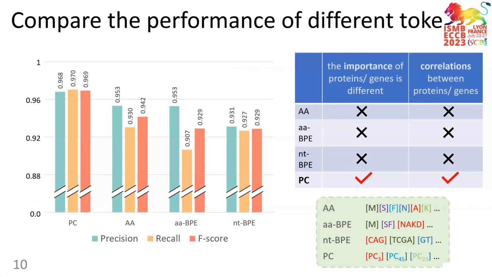Here we compare the performance of different tokens, including the protein cluster, amino acid byte pair encoding, and also the nucleotide byte pair encoding. We can find only the protein cluster token can capture the importance of proteins and genes. And also, the protein cluster token is the only method that can capture the correlations between the proteins. So we can find in this experiment, the protein cluster tokens achieve the highest precision, recall, and F-score.